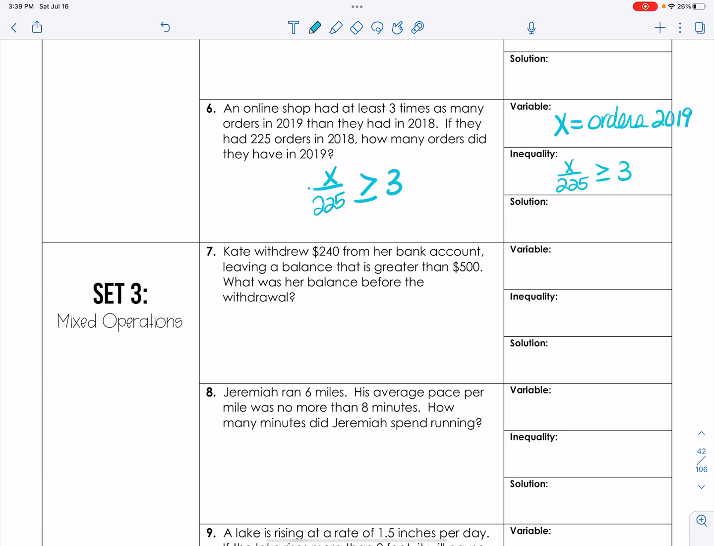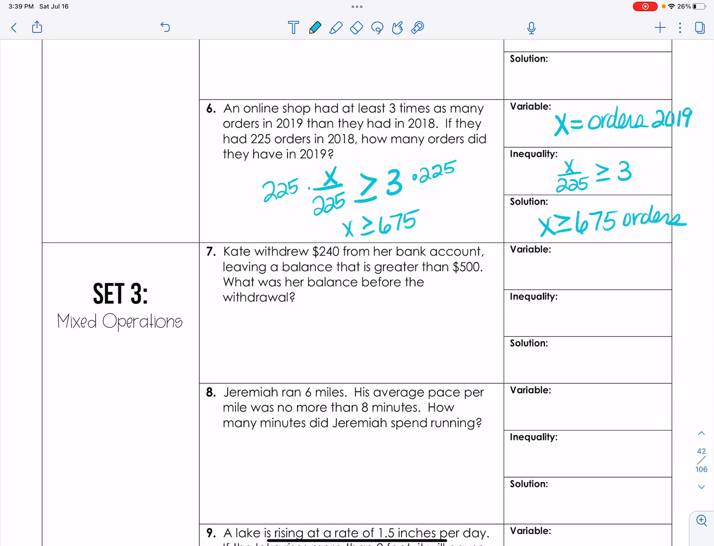So I'm going to times both sides by 225, and I get 675. So I have to have more than 675 orders for this to work.